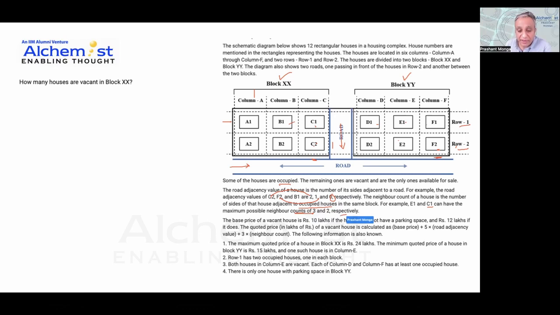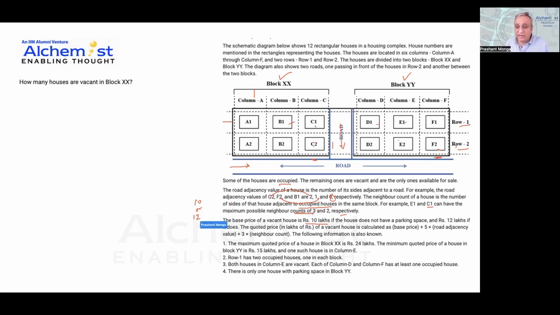The base price of a vacant house is rupees 10 if the house doesn't have a parking space, and 12 if it does. So that means there are 2 extra for parking. So you can have a base price of 10 or 12, depending on whether it has parking or not.